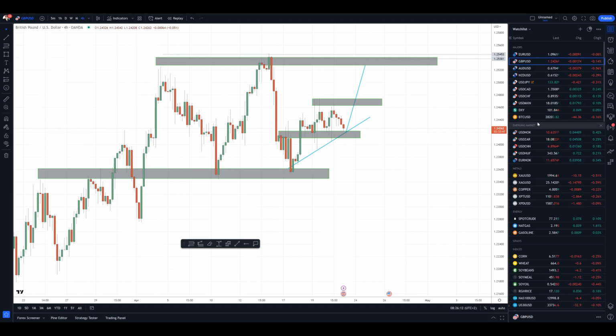I will start with the British pound versus US dollar first. So basically what I found here on the 4-hour time frame is that the market is at this area. We can see the support cluster around 1.2415, and we have also the rising trend line in the background as well. So there is a chance for the rotation back upside.